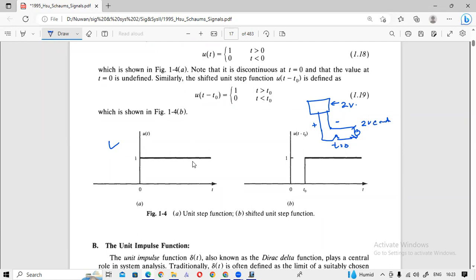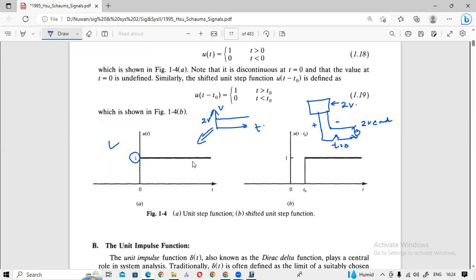Constant voltage, no, constant voltage. So if you plot the voltage with respect to time, you will get this kind of function. So this is very much similar to the unity step signal. Unity step signals, you can see that. But here the value is 1.